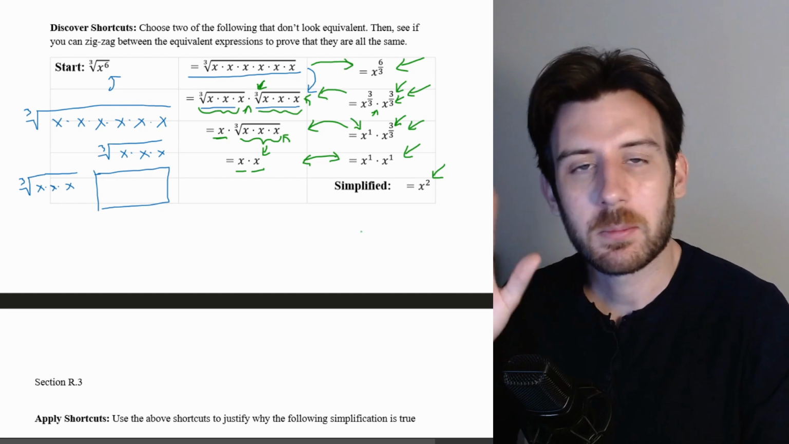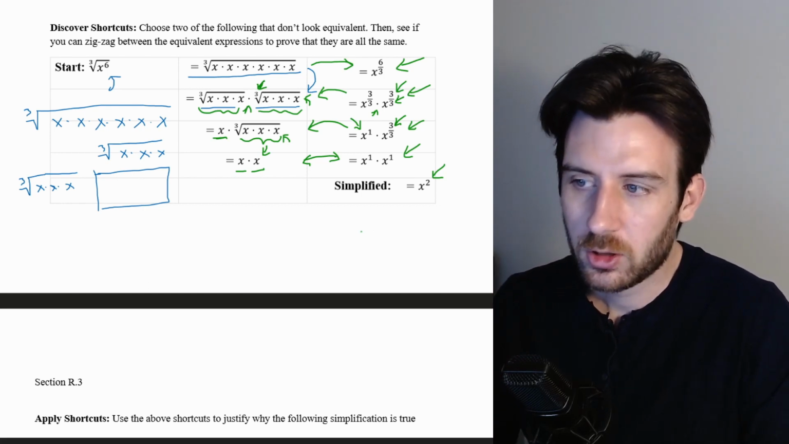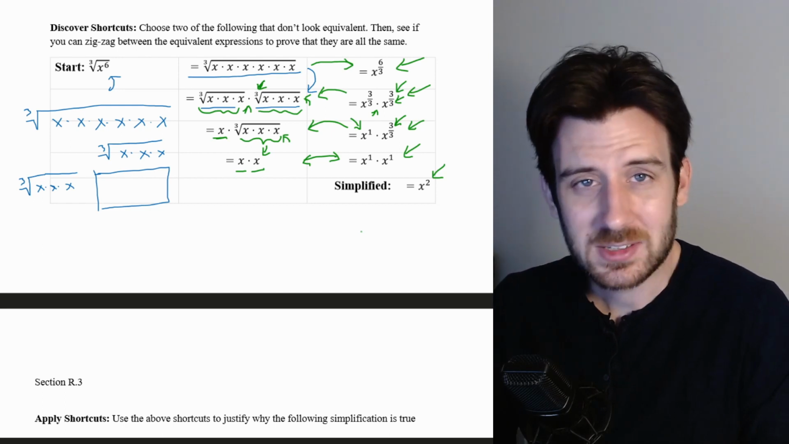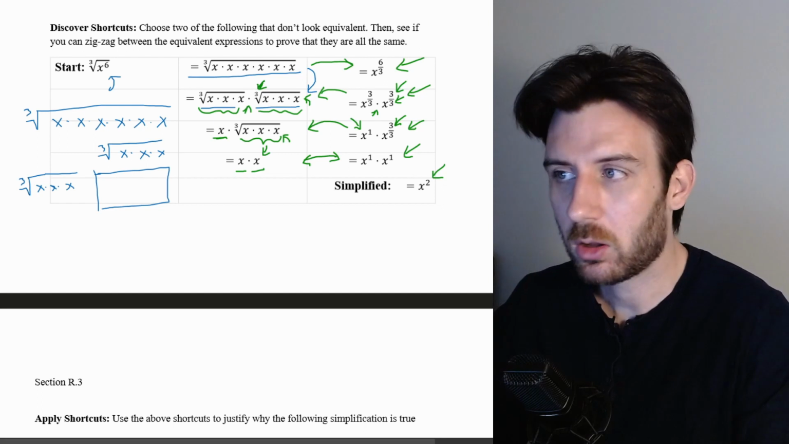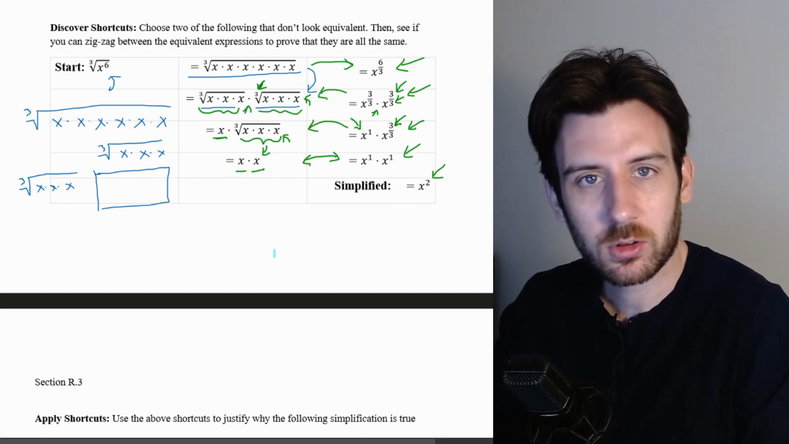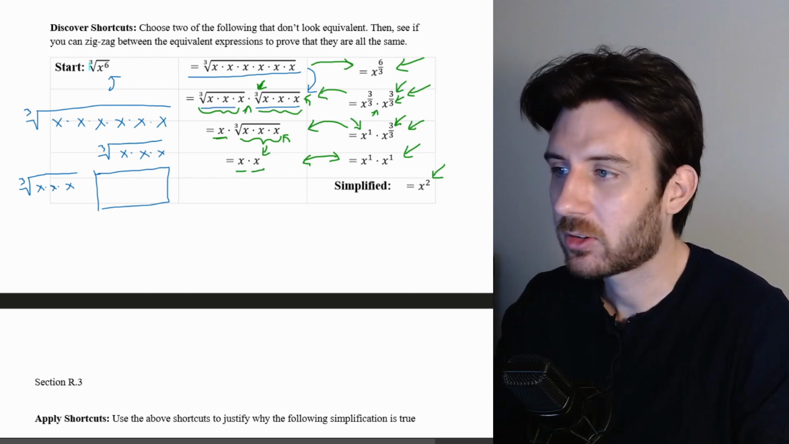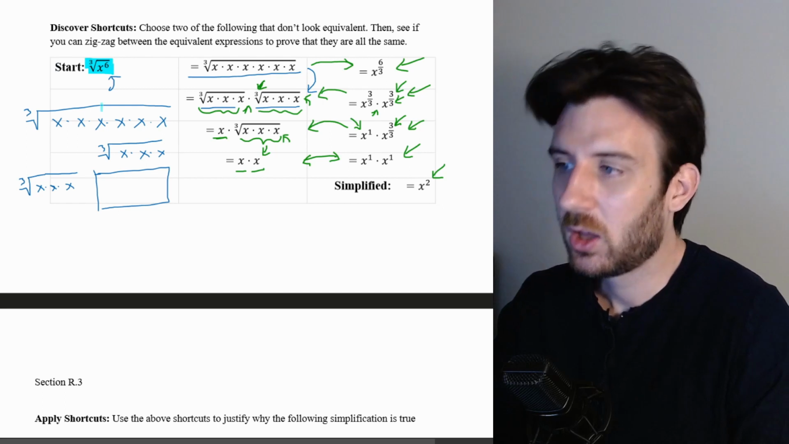So what I want to point out with this example is that you can go from this start to this simplified expression by zigzagging through any of these equivalent expressions. Any of them at all. So I want you to choose your favorite and then become more and more comfortable with the other ones as you develop your mathematics.